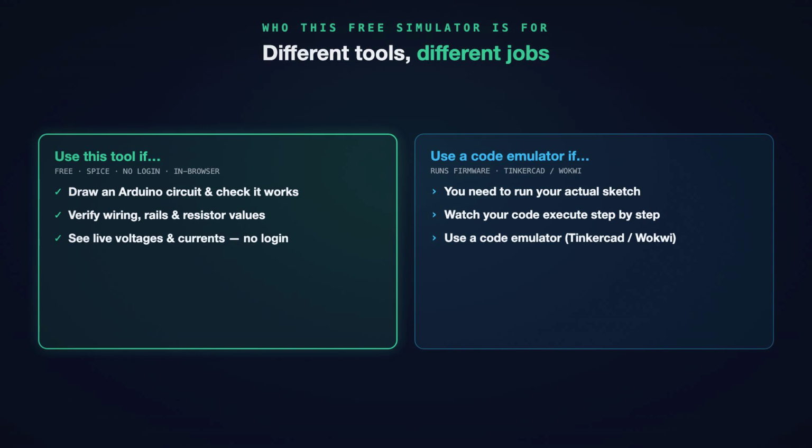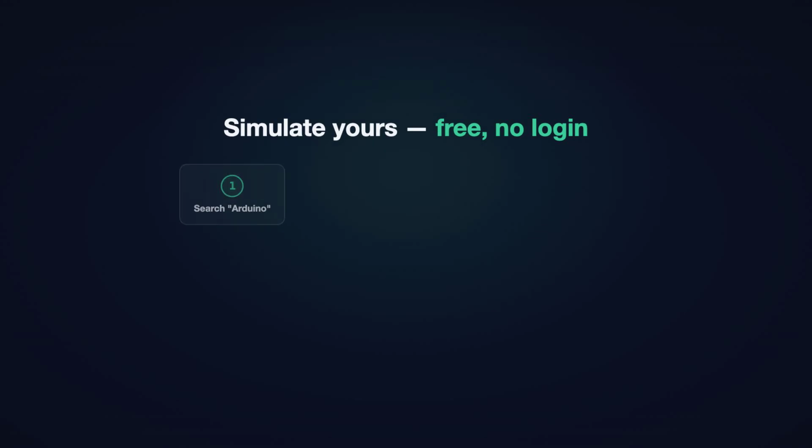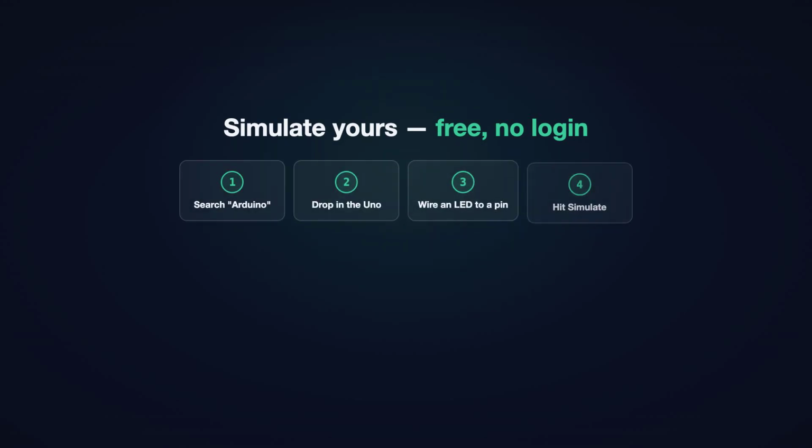Draw the Arduino, wire the pins, simulate the electrics, export. That whole loop just happened in a browser tab. So don't take my word for it. Open the simulator, search Arduino, drop in the Uno, wire an LED to a pin through a resistor, and hit simulate. If it hasn't given you a clean, electrically checked Arduino circuit faster than any install-first tool within 10 minutes, you have lost nothing.